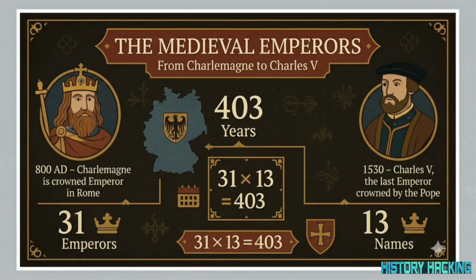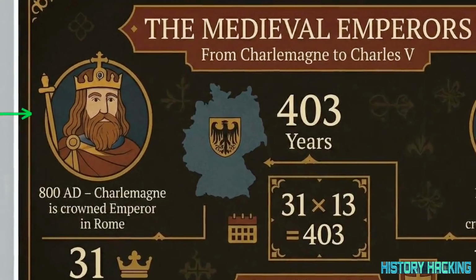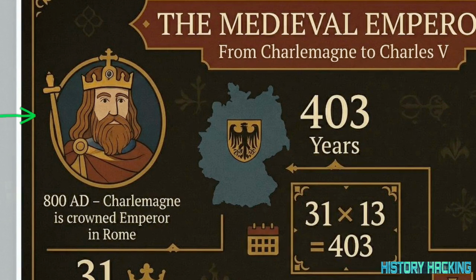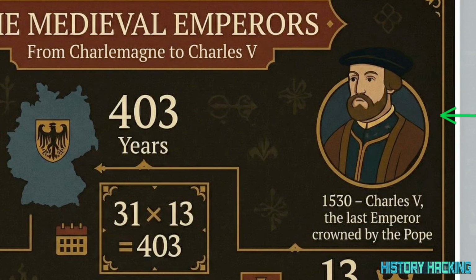This infographic maps the specific dataset we are going to audit, the timeline of the Holy Roman Emperors crowned by the Pope. Notice how the timeline is perfectly bracketed. It opens with Charlemagne in the year 800, and it closes with Charles V in 1530. Between those two bookends, the code relies on three hard-coded variables.